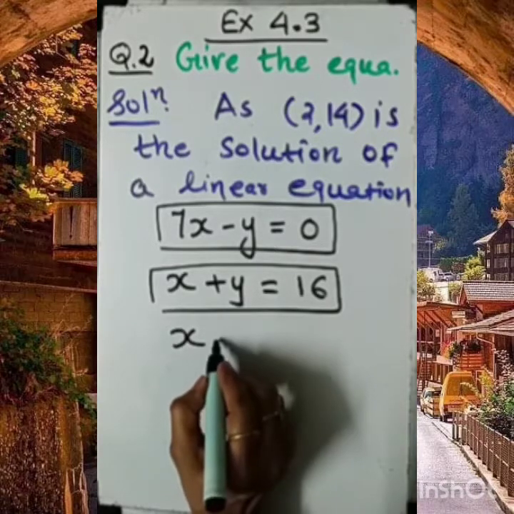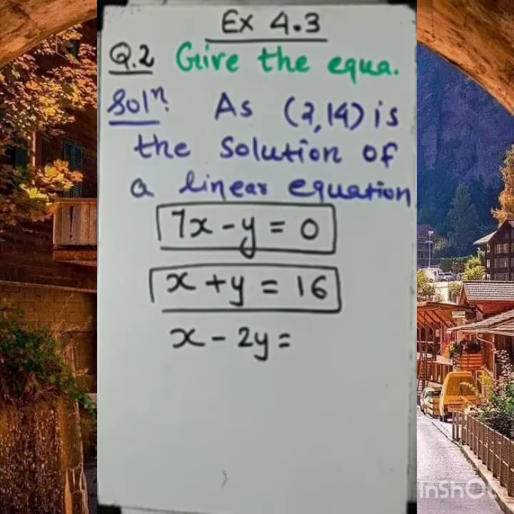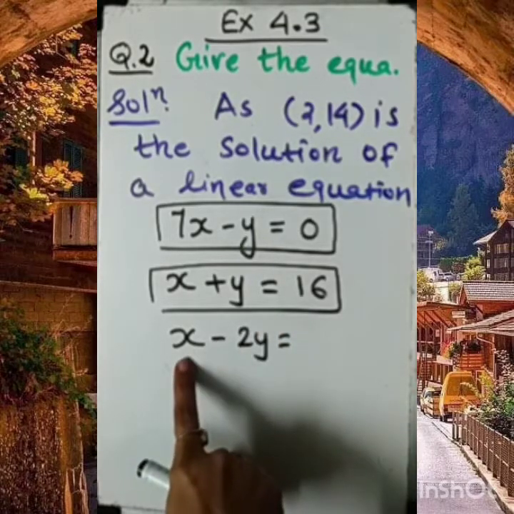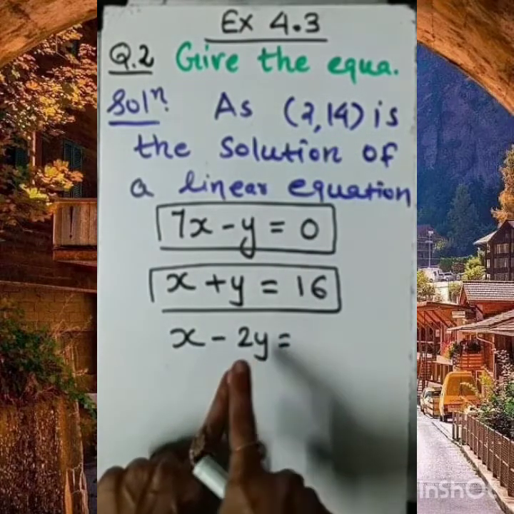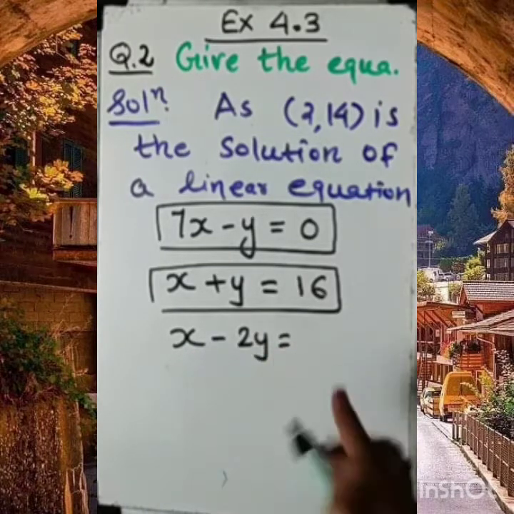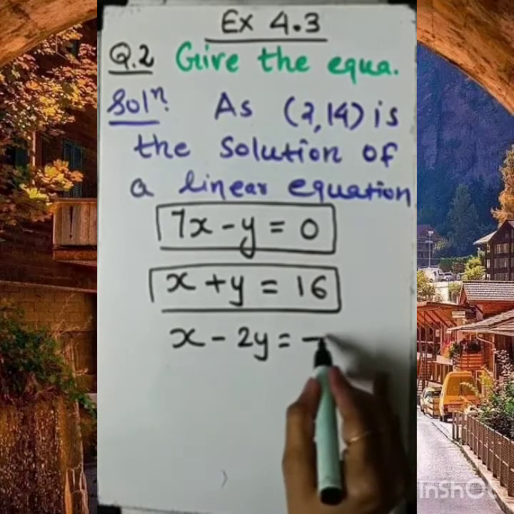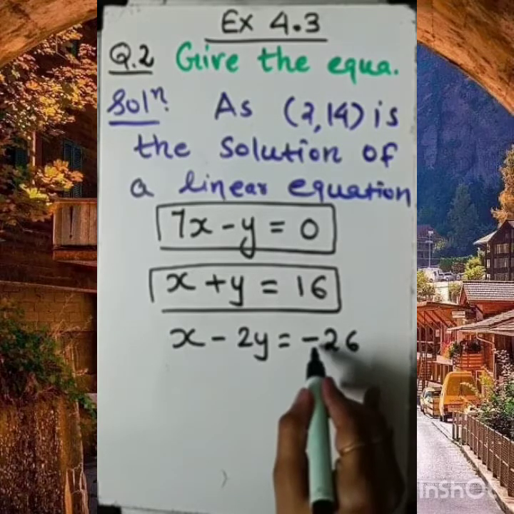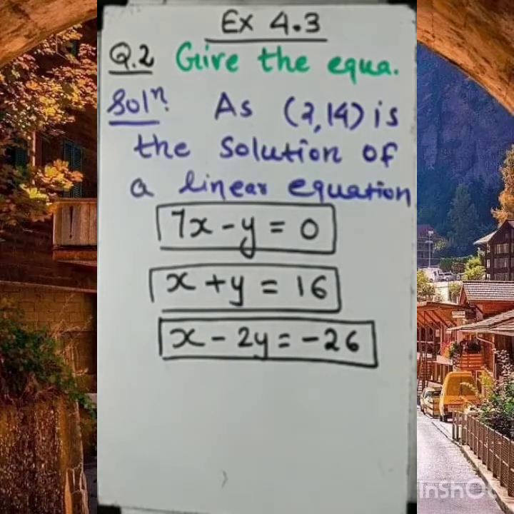Suppose we are having x minus 2y. Think about this. x minus 2y. The value of x is 2, minus 2 into 14. 14 times 2 is 28. 2 minus 28. What is the answer? 2 minus 28 is minus 26. Very good, beta. Minus should be there. Minus 26 is the correct solution.